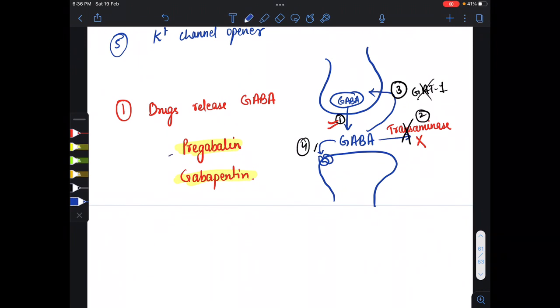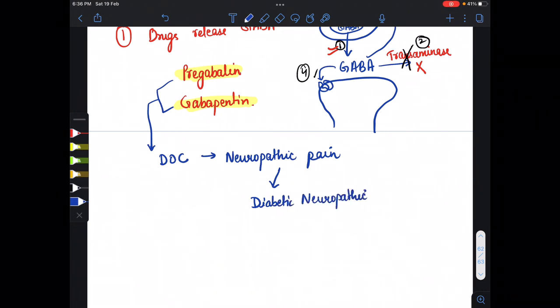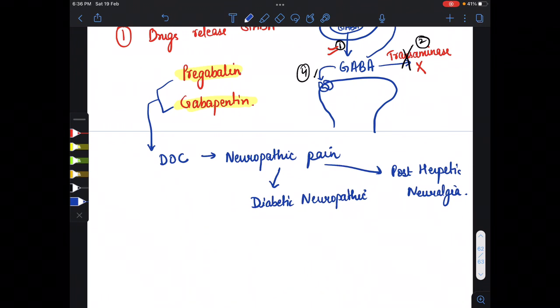These 2 drugs are the drug of choice for neuropathic pain. Means these drugs are used in diabetic neuropathy and post-herpetic neuralgia. If someone asks you which drug is used for post-herpetic neuralgia or diabetic neuropathy, the answer is pregabalin and gabapentin, because these 2 drugs are the drug of choice for neuropathic pain. Please remember this.